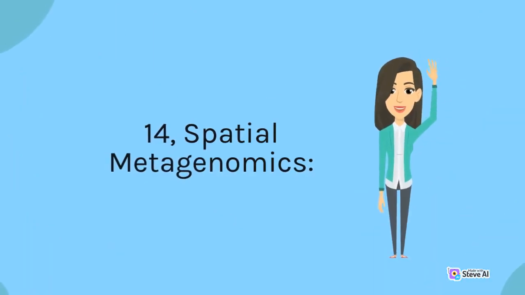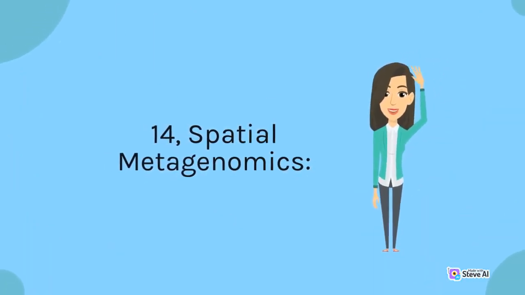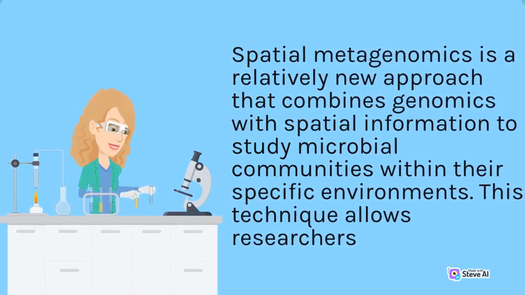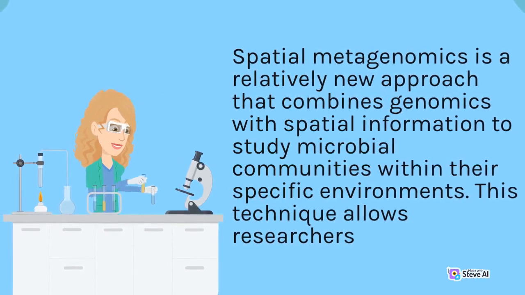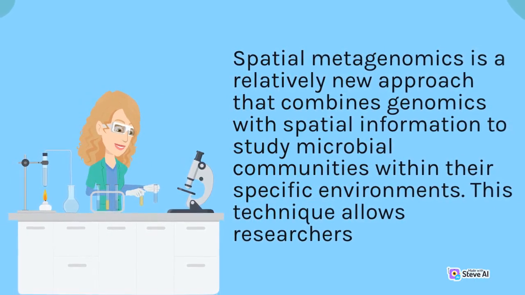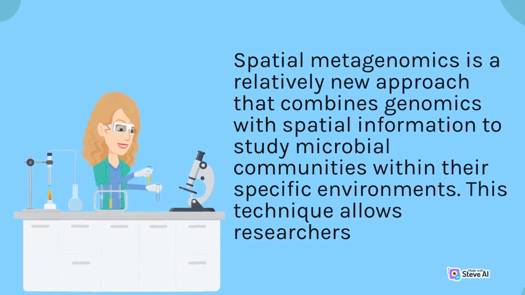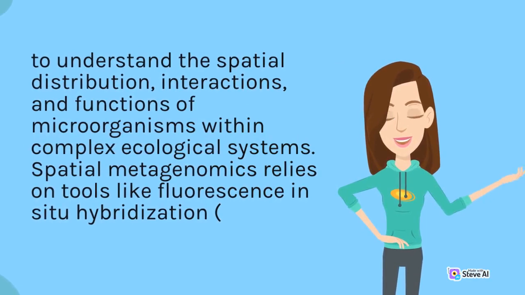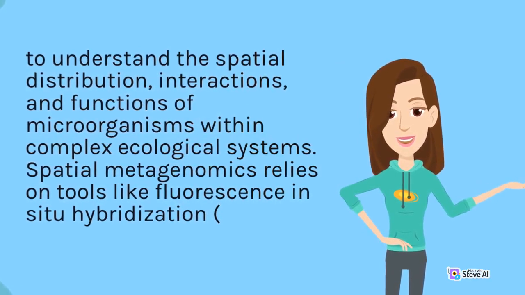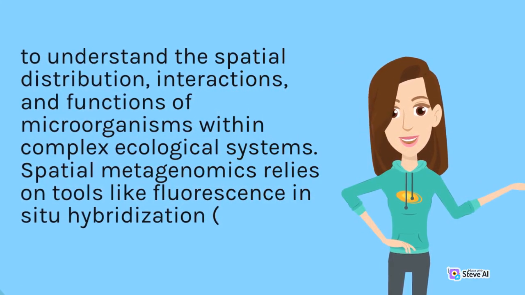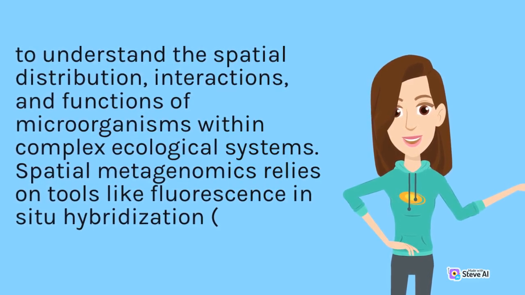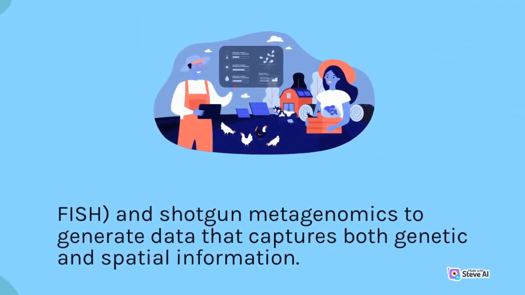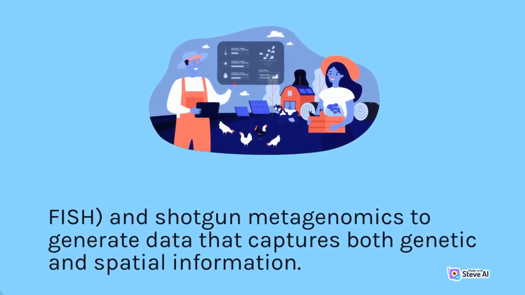14. Spatial metagenomics. Spatial metagenomics is a relatively new approach that combines genomics with spatial information to study microbial communities within their specific environments. This technique allows researchers to understand the spatial distribution, interactions, and functions of microorganisms within complex ecological systems. Spatial metagenomics relies on tools like fluorescence in situ hybridization, FISH, and shotgun metagenomics to generate data that captures both genetic and spatial information.